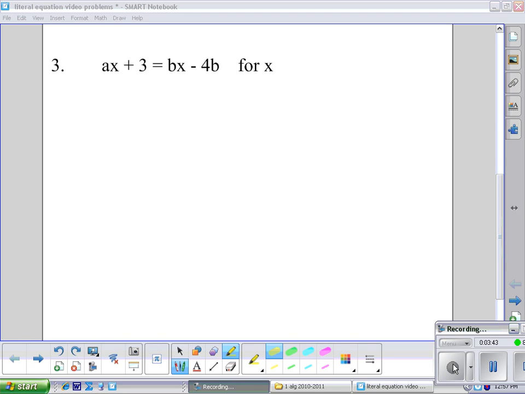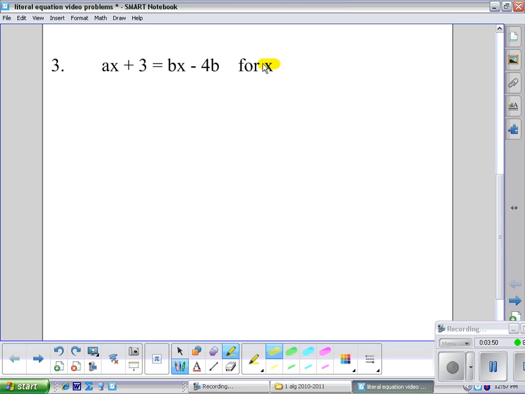Okay, back to Ms. Vaughan. This is number 3. So we look to see that the variable we're searching for is x. And as I look through the equation, I see an x here. And I keep looking through. Uh-oh, I see another x here.